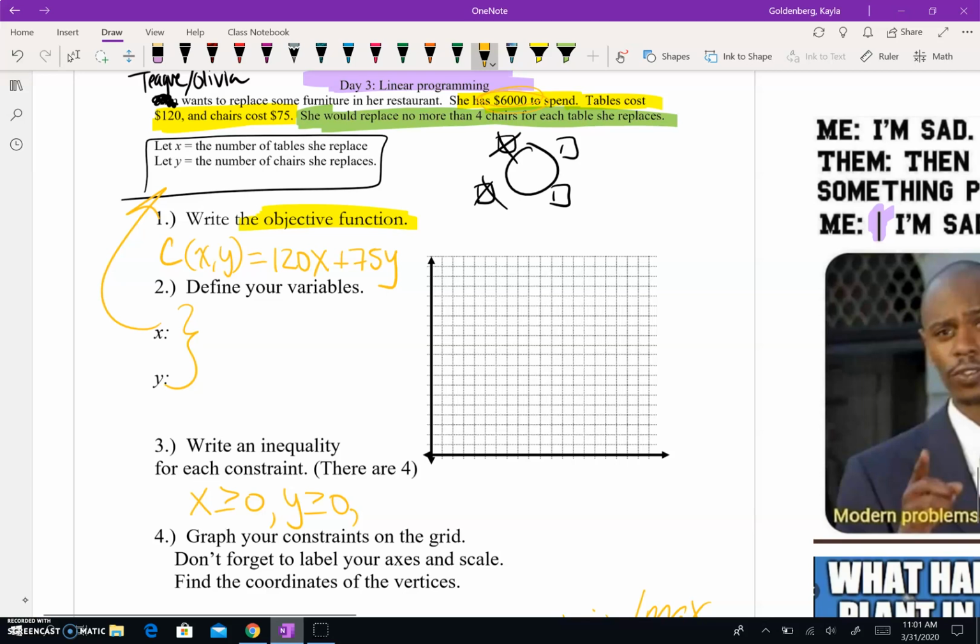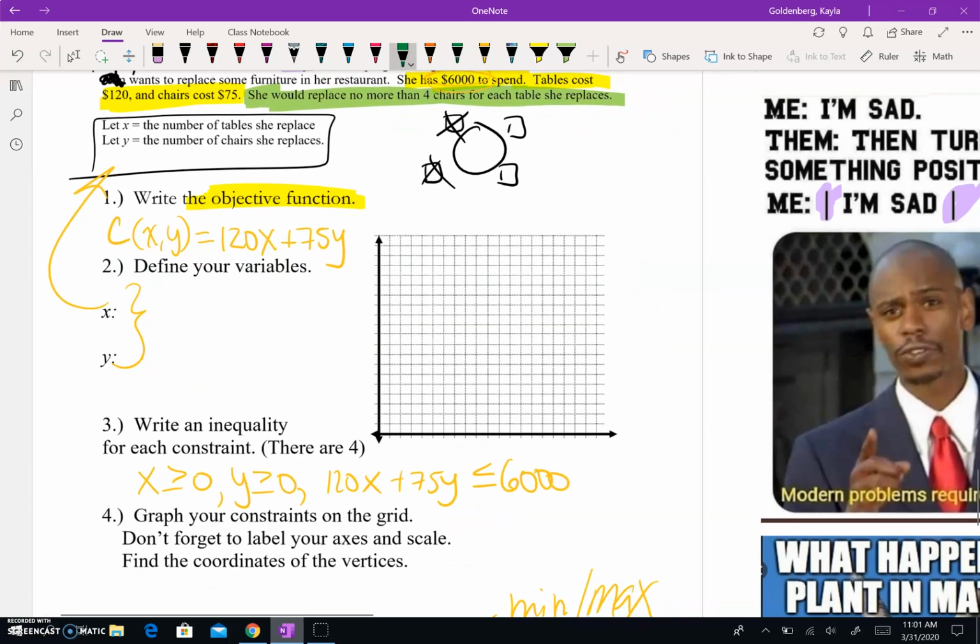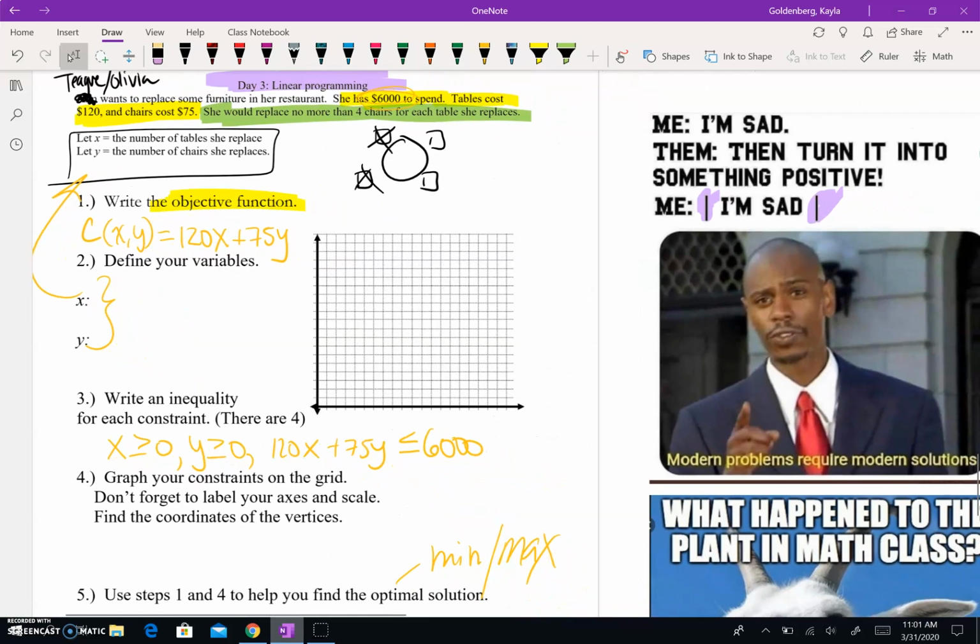Let's incorporate that. The amount of money that she spends, which is represented by 120x plus 75y, has to be less than or equal to 6,000. Okay, so that's all the money clues. The last one is she would replace no more than 4 chairs for each table she replaces.